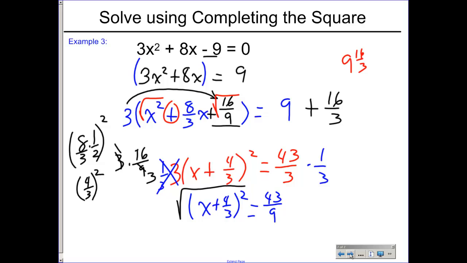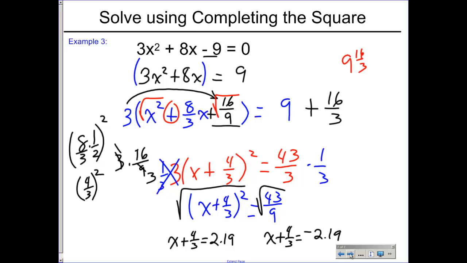We're going to take the square root of both sides. So all we have is x plus 4/3 equals, and I'm going to have to write it twice, x plus 4/3 equals. Use your calculator to determine the square root of 43/9. So the square root of 43 divided by 9 gives me about 2.19. So 2.19 and negative 2.19.